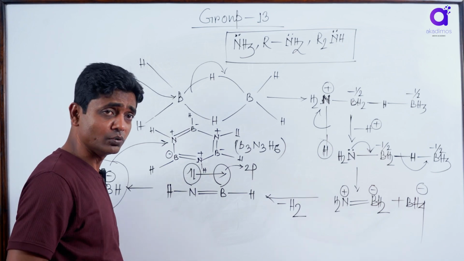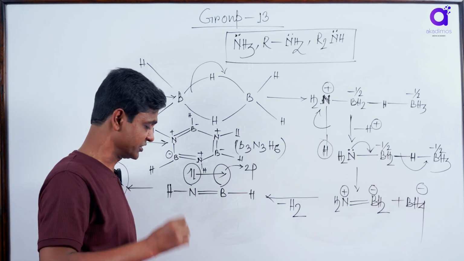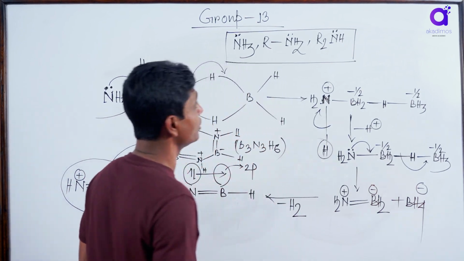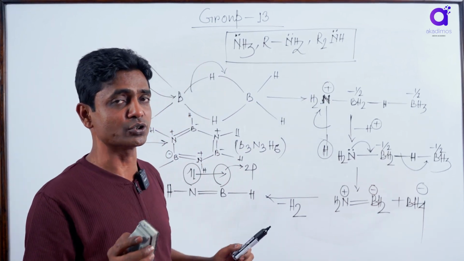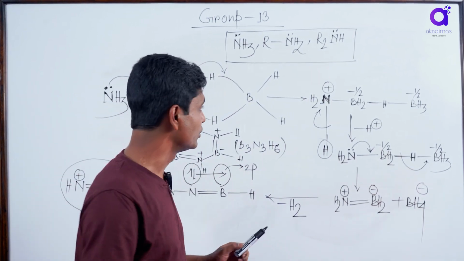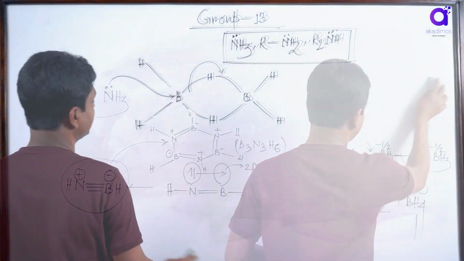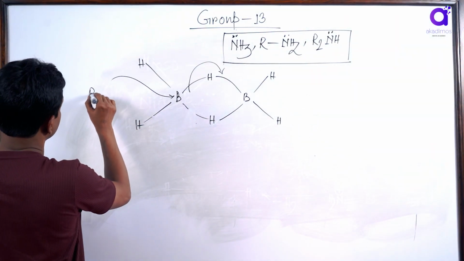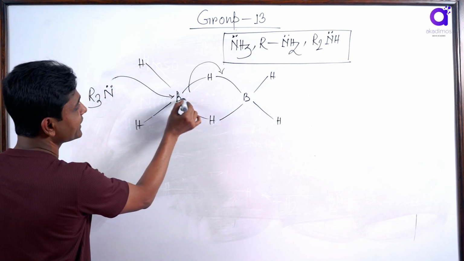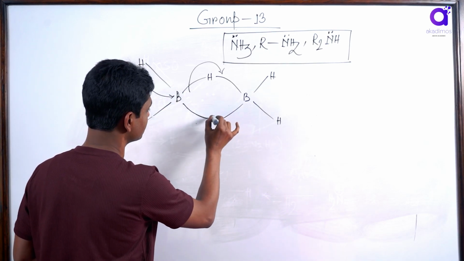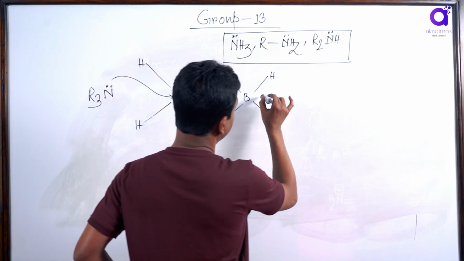Now I will show you homolytic cleavage. How will homolytic cleavage occur? I told you if I take a tertiary amine, there is no hydrogen on nitrogen, there you will get homolytic cleavage. Take a tertiary amine, R3N. First it will attack here. Similar mechanism as before, and what will you get?